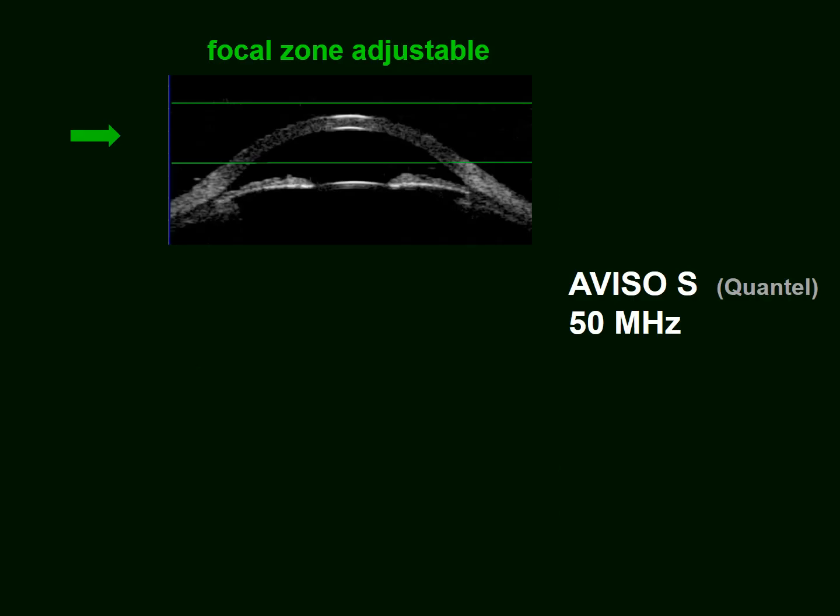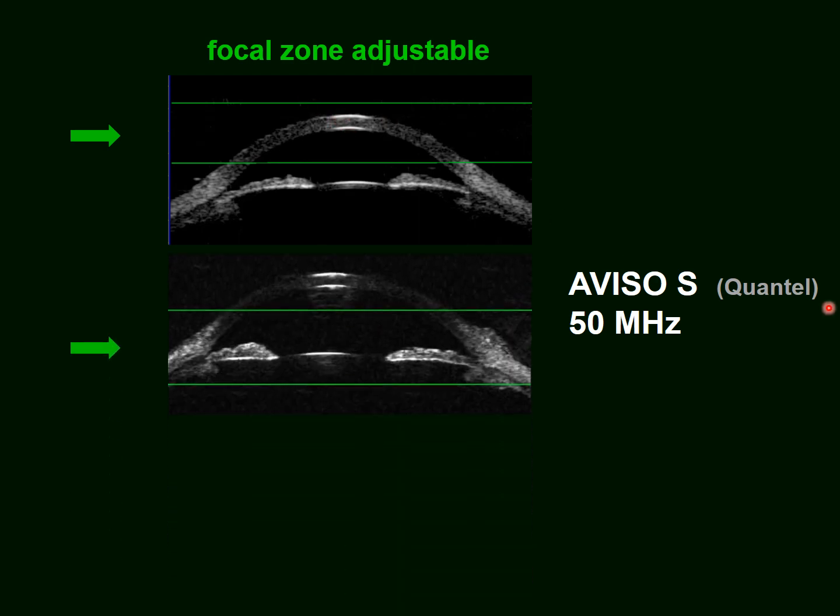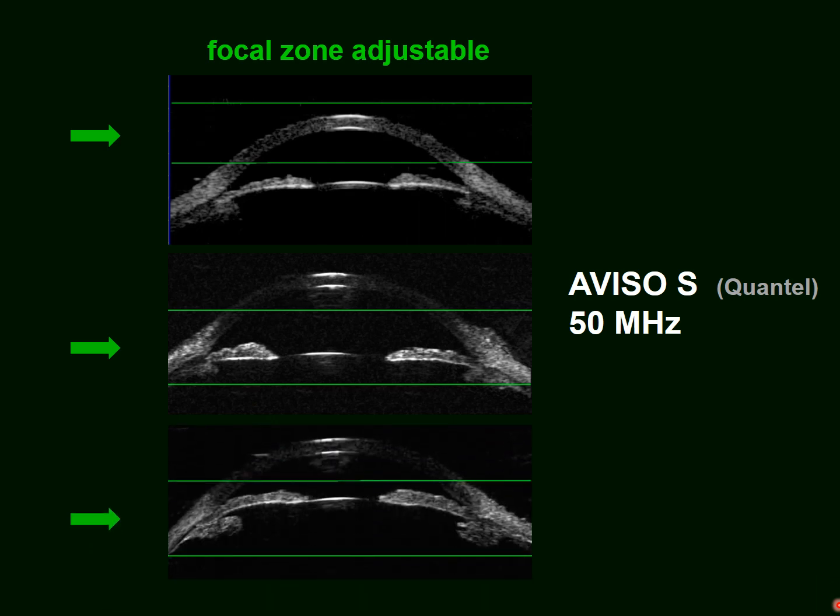In the Quantel Aviso S UBM high frequency B-scan, we have zones of focusing that we can shift. Here the zone of focusing is set for the cornea. Here further posterior for the iris plane, and here even more posterior for the ciliary body. Of course, when we set the focal zone so far posterior, the cornea is not as well displayed as when the focal zone is there.